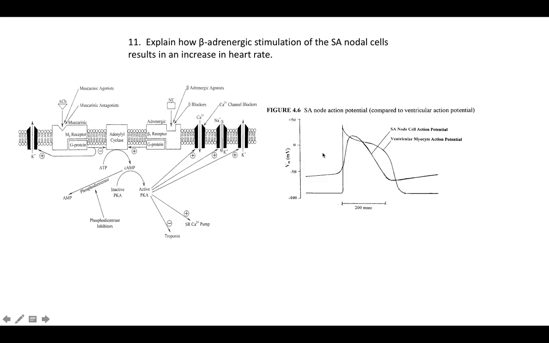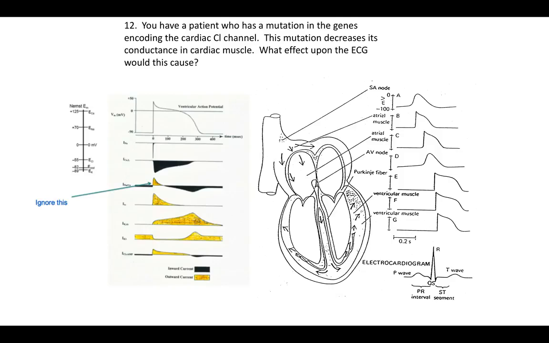So if I activate more calcium channels, I bring the threshold potential down, and it's easier for this phase 4 to hit threshold. In other words, it'll hit threshold sooner because it doesn't have to go up as much. So these two things combine to increase the heart rate, and that's primarily why, for our purposes, you get an increase in heart rate with beta-adrenergic stimulation.